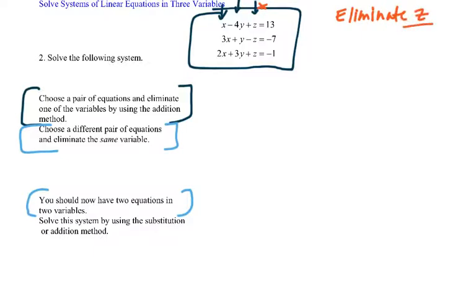Okay, so I'm going to do that first with the first two equations. They're already opposites of one another, so I can just add the two equations together.